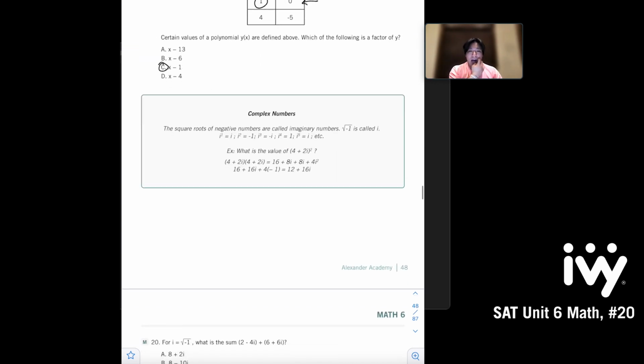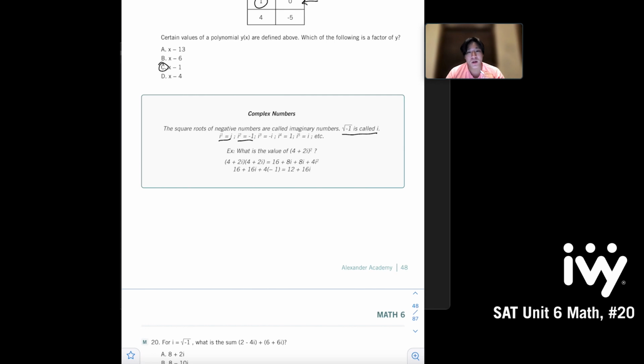Okay, let's move on to complex numbers. So square roots of negative numbers are called imaginary numbers. And square root of negative 1 is called i. This is just the notation we use, and these are the complex numbers. So i is equal to square root of negative 1. So i to the first power, just like any other number, is just i. i squared, however, is negative 1. Because i is equal to square root of negative 1, i squared is just negative 1. And then i to the third is negative i, i to the fourth is 1, and then i to the fifth is just i again. So this i moves in cycles of 4 with respect to the power.